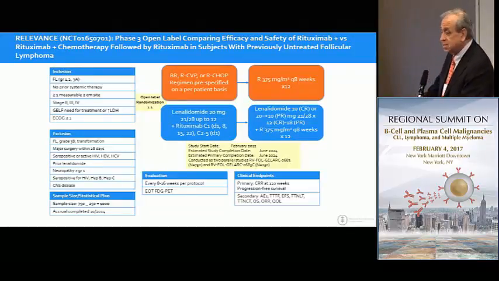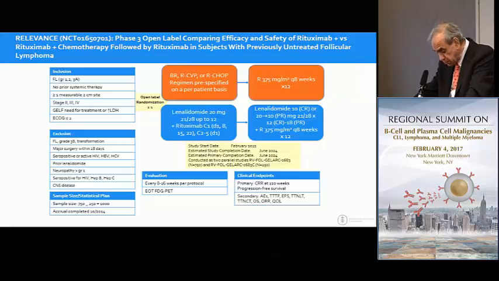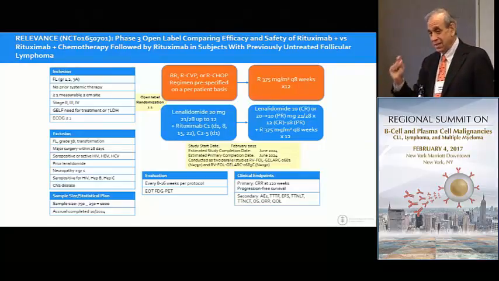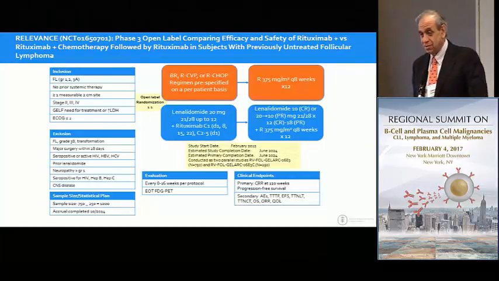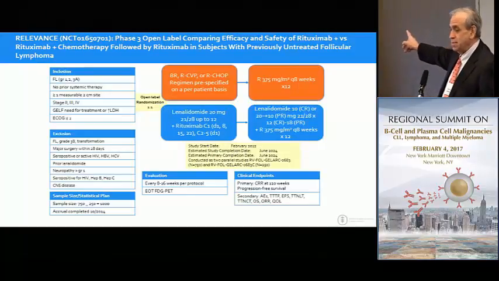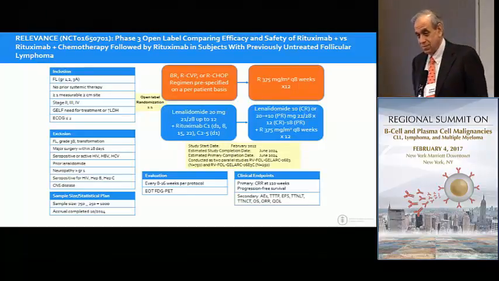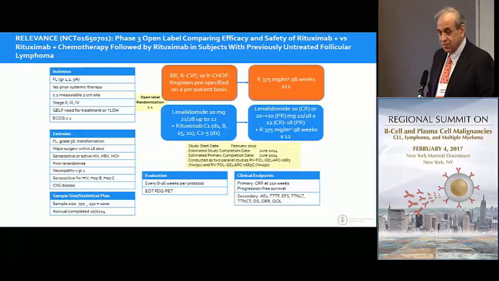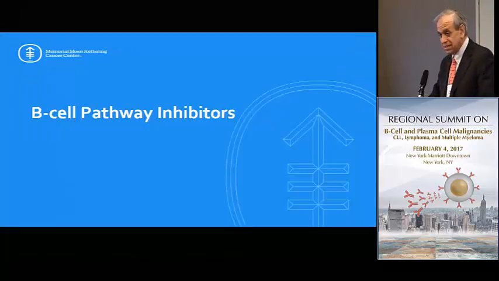So this has been tested in the upfront setting with the RELEVANCE trial, and this is R-chemo versus R-lenalidomide, and the study is in the can, and we're waiting results. The reason I made a big deal about the 6 months of therapy in the Fowler study, this is 30 months of treatment in both arms. I think we went way overboard in the length of therapy here. Everyone gets induction and maintenance. I'm not sure I love the design, but that's the way it is.